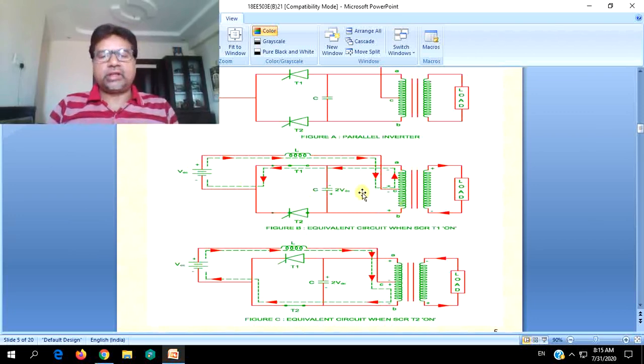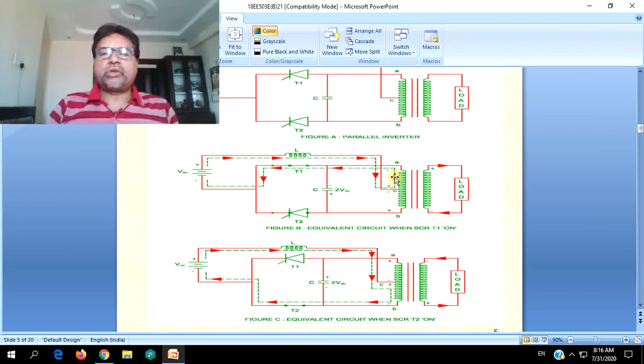It is because it will be explained in a moment. First, to start with, when SCR T1 is turned on with proper gate supply, current flows from the source via the inductor in the direction shown by the arrows, point C, point A, and via SCR T1 and back to the source. This is how the current flows.